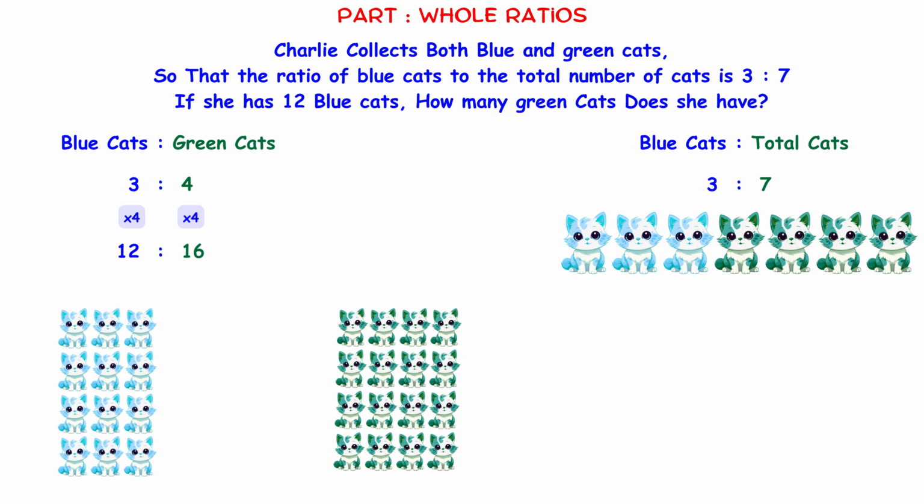In today's video, we're going to explore part-to-whole ratios, a type of ratio where one part represents a portion and the other side represents the total or the whole amount. Let's consider an example to illustrate how this works.